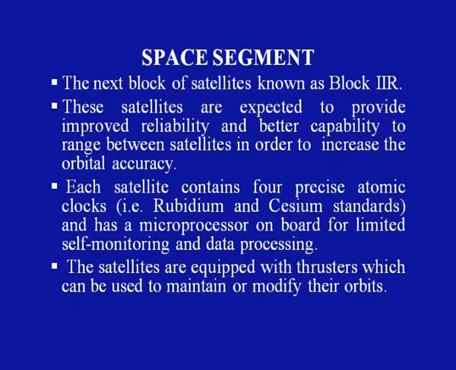The next block of satellites, known as Block 2R, is expected to provide improved reliability and better capability to range between the satellites in order to increase the orbital accuracy. Each satellite consists of 4 precise atomic clocks, that is rubidium and cesium standards, and has a microprocessor on board for limited self-monitoring and data processing. The satellites are also equipped with thrusters which can be used to maintain or modify their orbits.